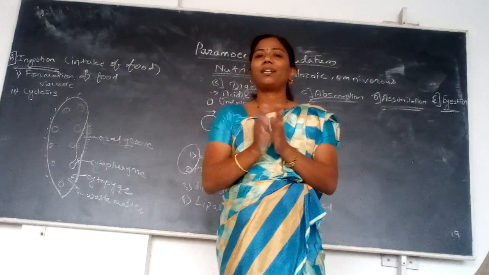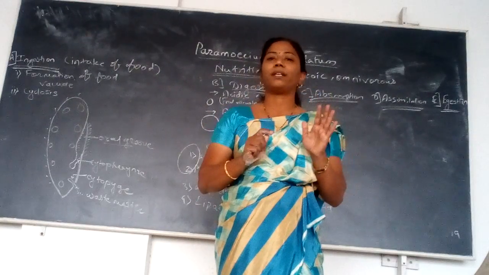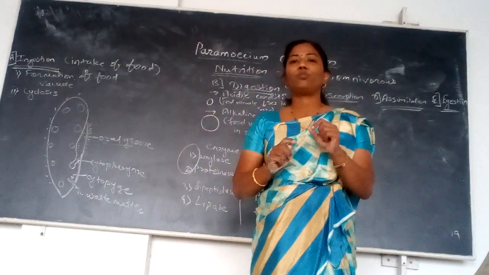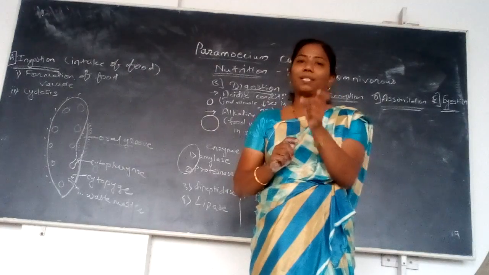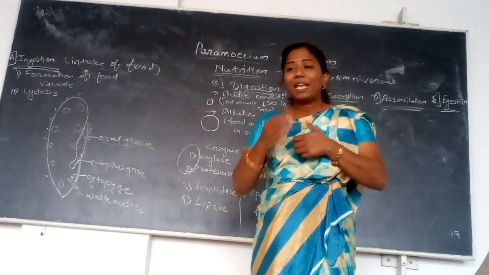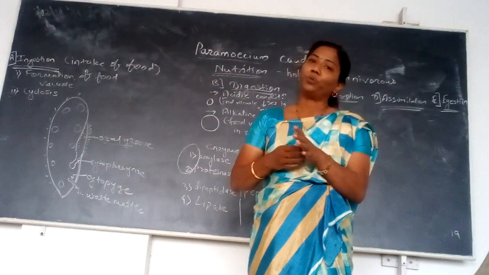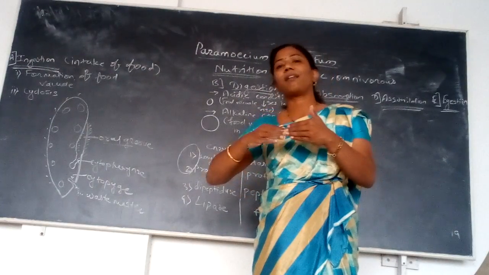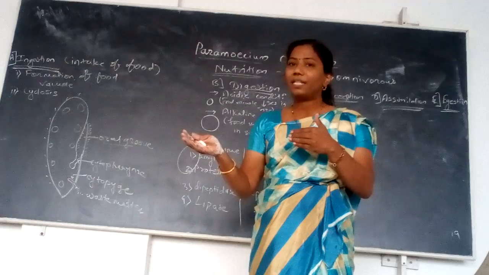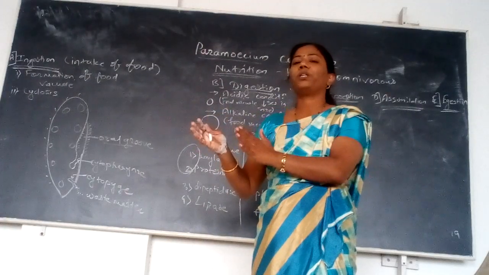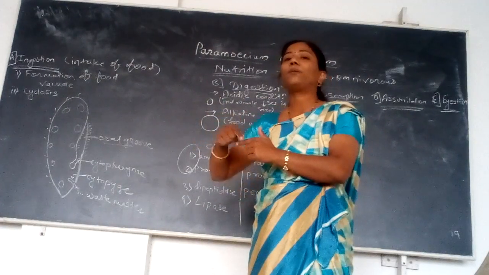Because you see, the cilia have not selected every food particle. They only select the food particles which are of a proper size. So the selection of the food depends on the size of the food. The large size food material is rejected by the cilia itself, and we call that particular path a rejection path.